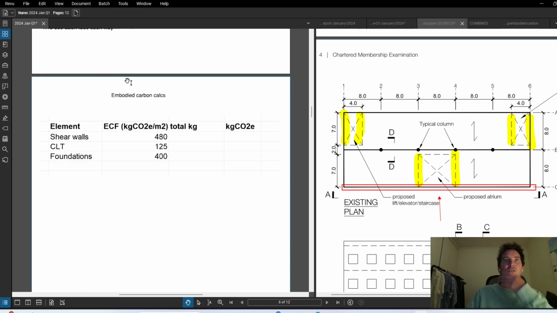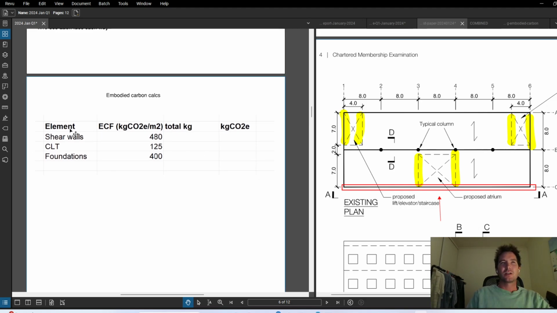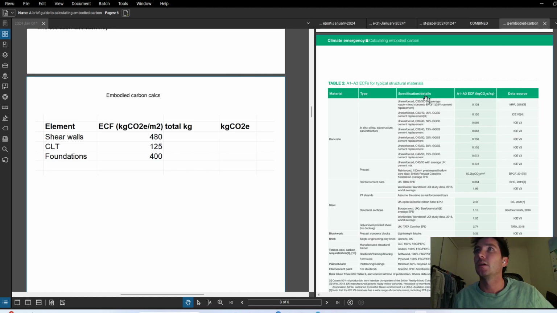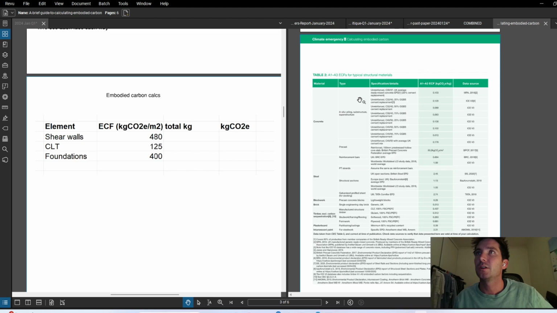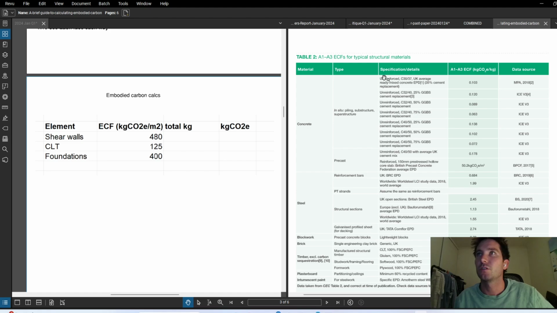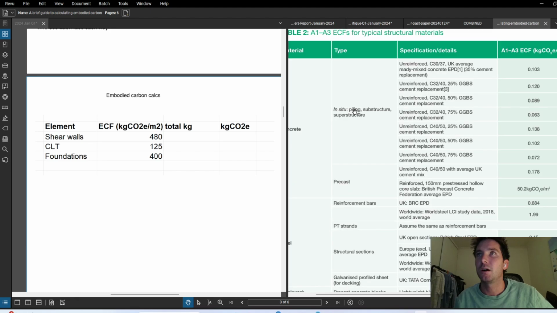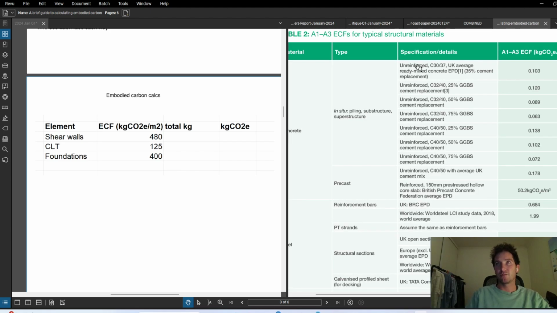Then finally, for the calcs, I've got my embodied carbon calcs here, and I actually haven't finished them, as you can see. Essentially, I looked at the IStructE guidance, and I've got it up here. It's a little bit, in my opinion, tedious, because the embodied carbon calcs give you all the concrete unreinforced. And there are no piles or substructures or superstructures that are unreinforced. They're all going to have reinforcement.